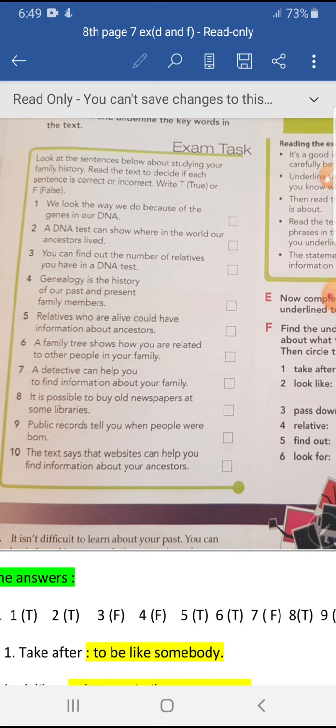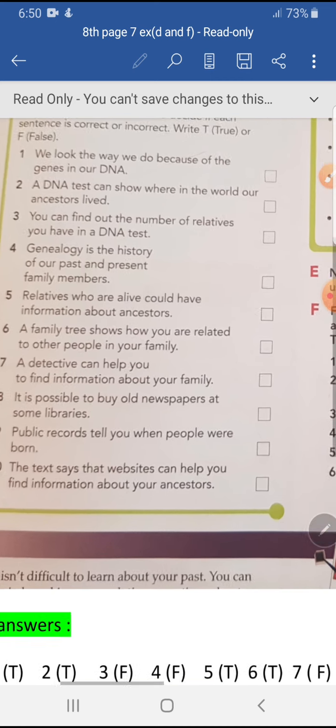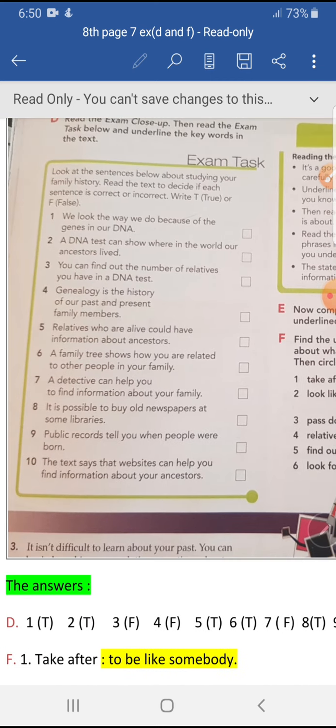7. A detective can help you to find information about your family. Of course, true. Why? Because we mentioned that a detective is someone who tries to find new information. Okay, sentence number 8. It is possible to buy old newspapers at some libraries. True, because many people start searching at the library.